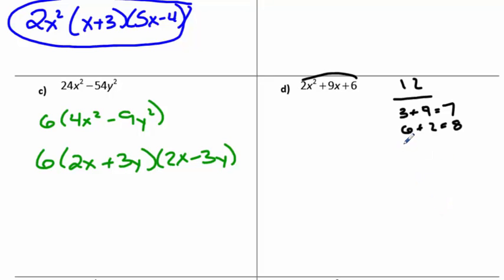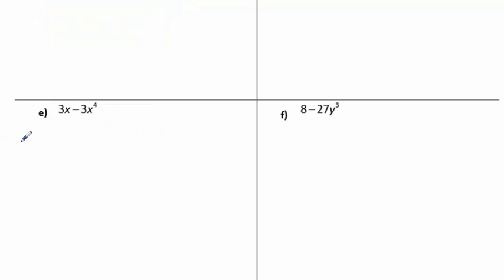Or 12 and 1. 12 plus 1 is 13. There's no other way to multiply to a 12, so this polynomial is prime. It cannot be factored.